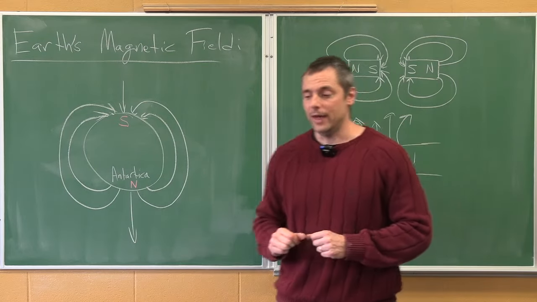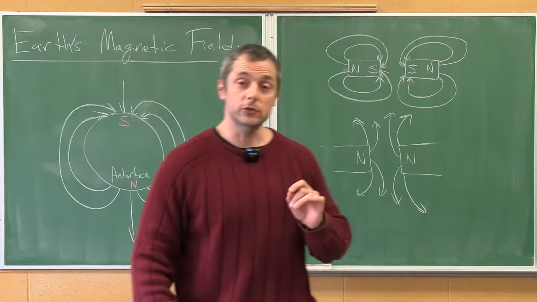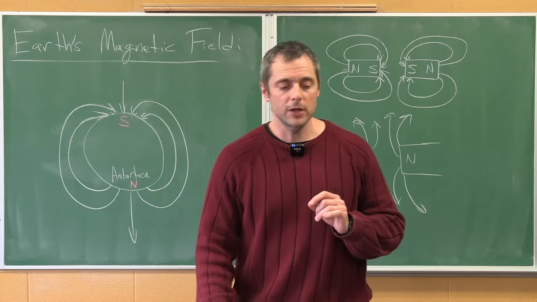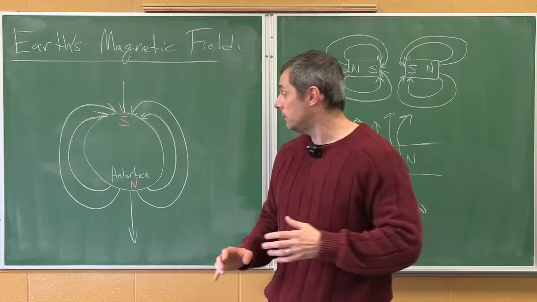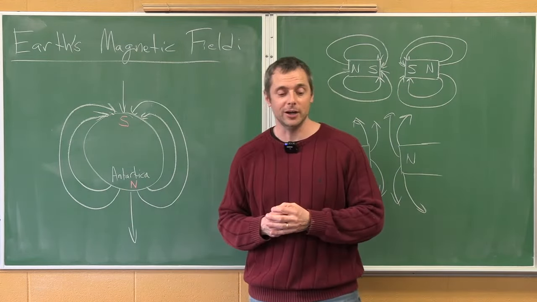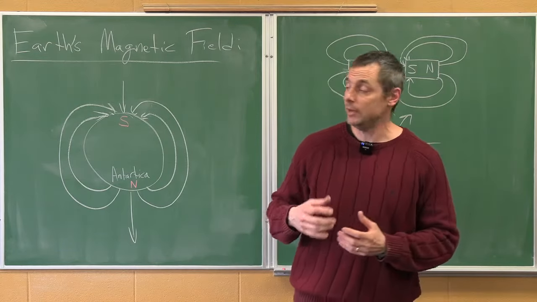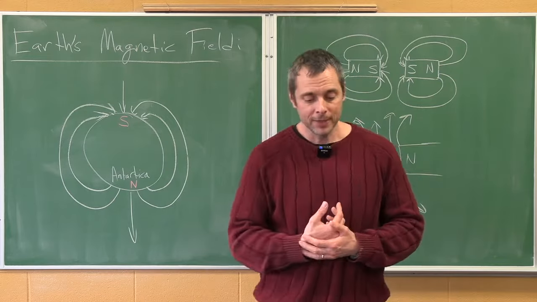Now, I should also mention that the Earth's poles do shift every few million years. So in the next few thousands of years, you never know. This might become north and this might become south to align with the geography. So it does naturally happen because of stuff happening in the core of the Earth, the molten lava.